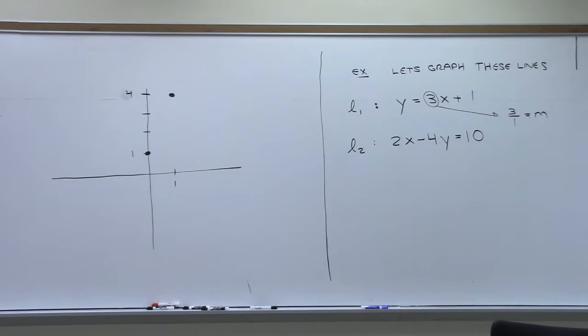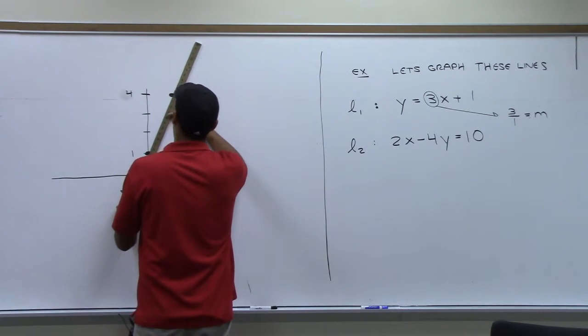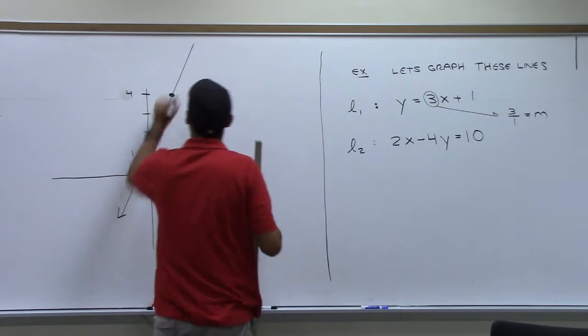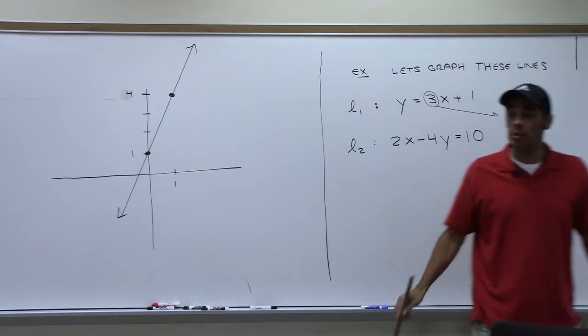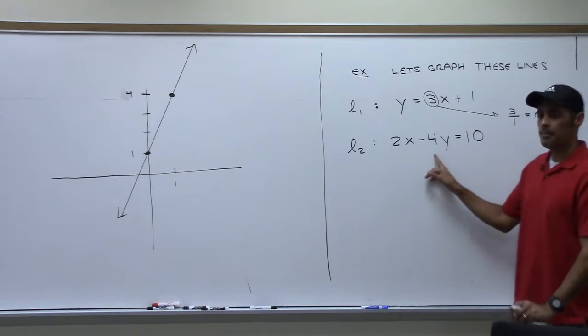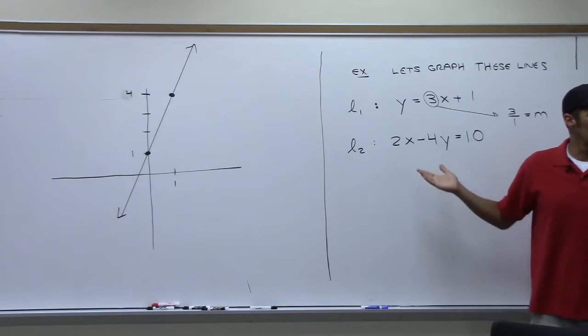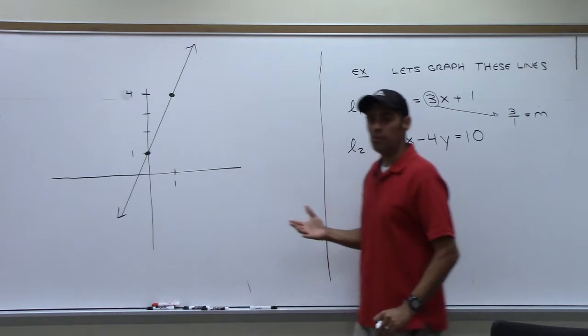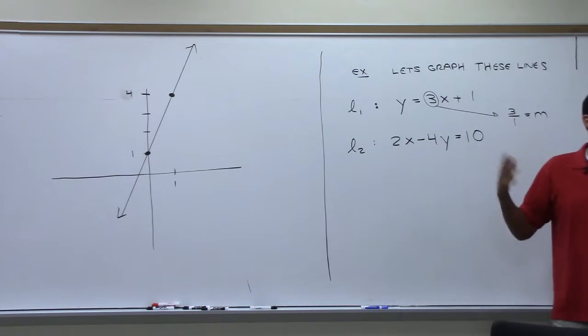All right, so while I'm getting this, how about L2? How are we going to draw L2? How would you like to draw L2? Anyone have a preference there? Anyone? You want to solve for y, and you want to do the same thing you did here? I could do that, right? I could solve for y. Now, there's nothing wrong with that, but I think it's useful for us to show both methods here, just so you can see them both again.